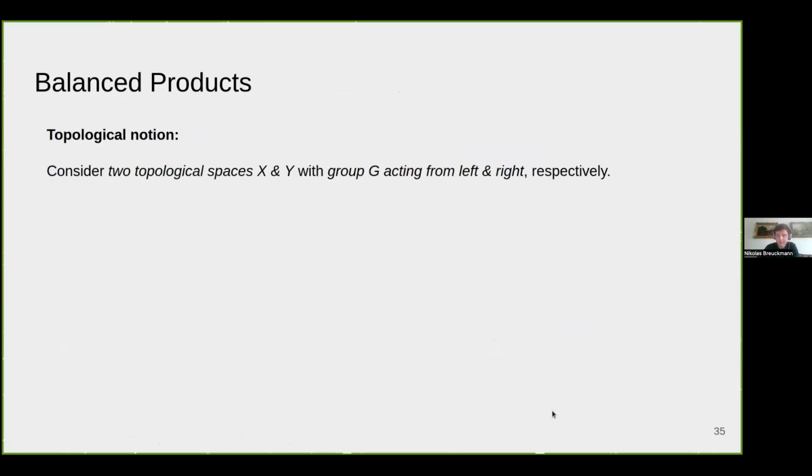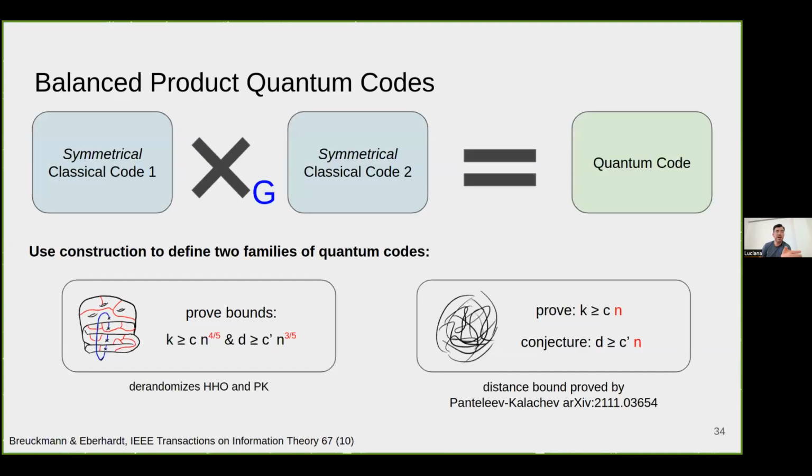Okay, yeah. I'm going to ask a question. It's probably on the next slide, sorry. How does the group G influence the output parameters of the code, the n, the k, the d? I will get to that in a second.